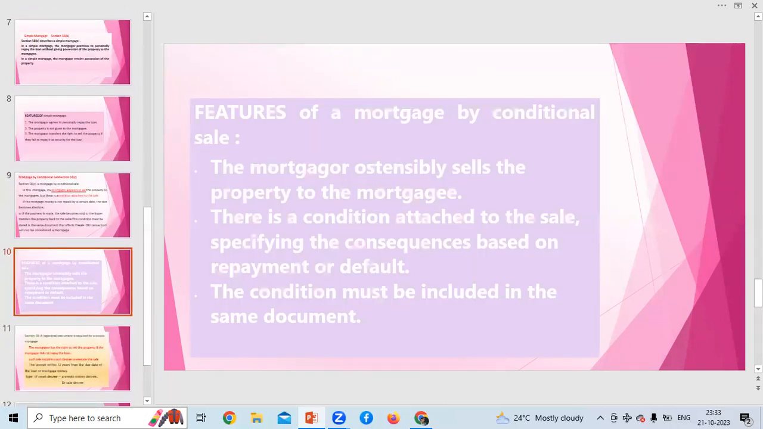Features of mortgage by conditional sale. The mortgagor ostensibly sells the property to the mortgagee. There is a condition attached to the sale specifying the consequences based on repayment or default. So after repayment, naturally the property will be, as he is already in possession of the property, but the document becomes void. The sale instrument becomes void. It is null then. The condition must be included in the same document. So that condition is important in the case of conditional mortgage.